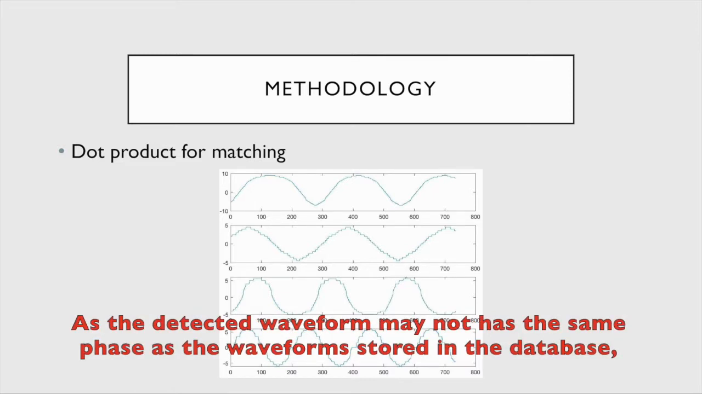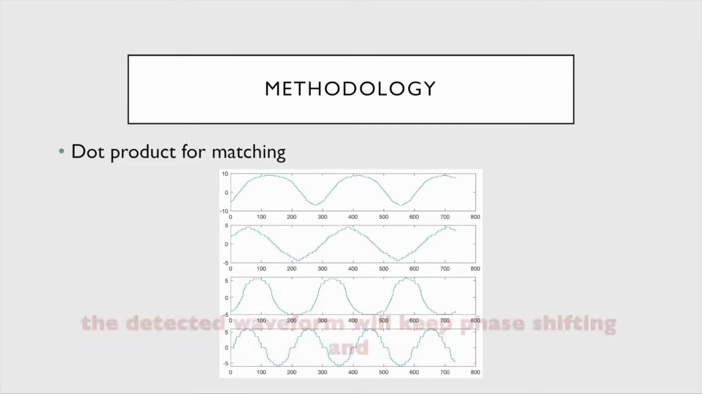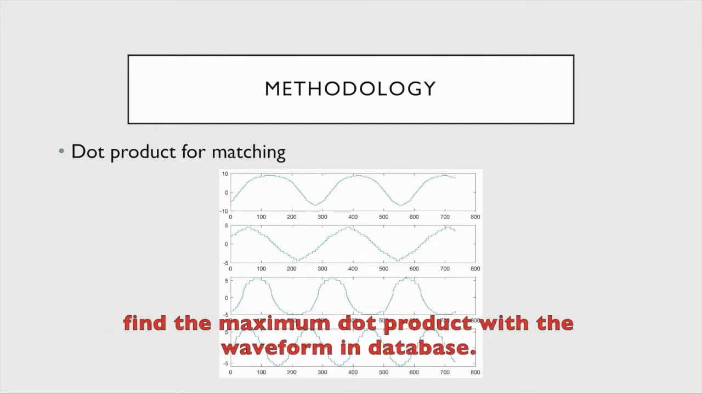As the detected waveform may not have the same phase as the waveform stored in the database, the detected waveform will keep phase shifting and find the maximum dot product with the waveform in the database.